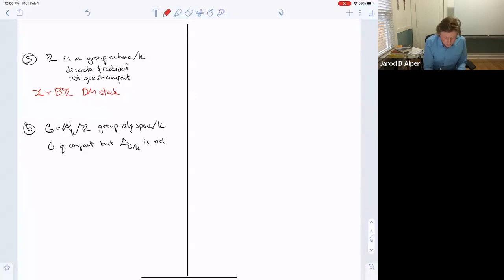And it's even quasi-compact. But the diagonal of X is not quasi-compact.